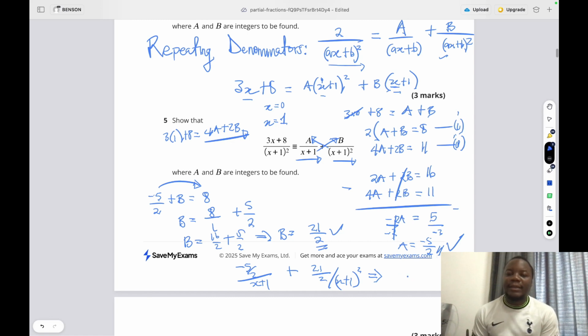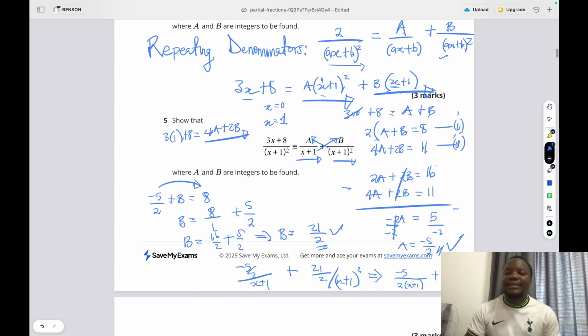So that is going to be negative 5 over 2(x+1), plus 21 over (x+1) squared. So this is our answer to the question. Very important: when we choose numbers to kill the x, we must be able to kill x. You can choose any numbers, but the number you replace for x on the left must be the same number you replace for x on the right-hand side, and then you just solve your simultaneous equations. This way is much easier than the comparison of coefficients.